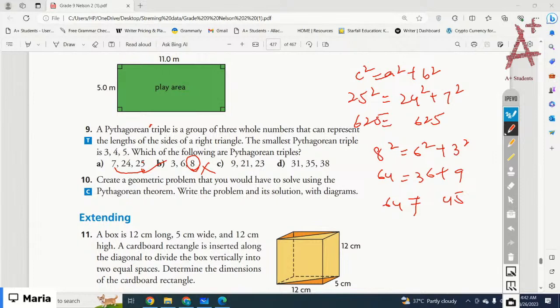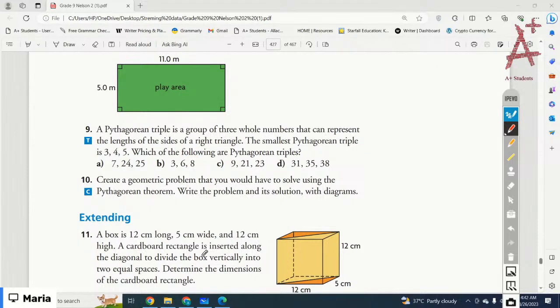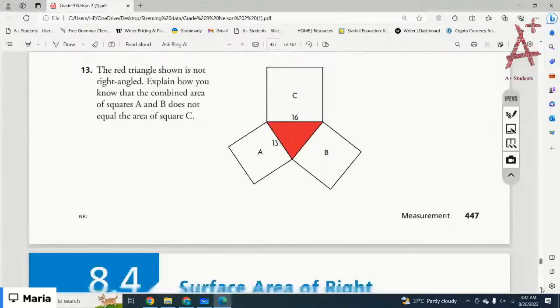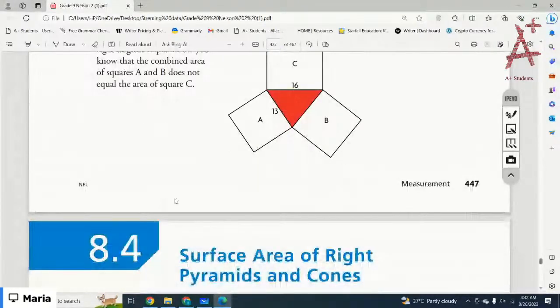Create a geometric problem that you would have to solve using the Pythagorean theorem. Write the problem and its solution. You have to write a word problem, right? So you can think of a word problem, right, and then you have to solve it. Okay, you can complete it by yourself later today.